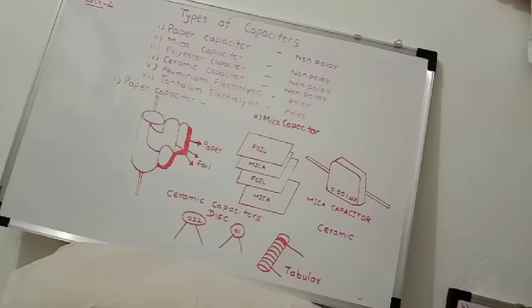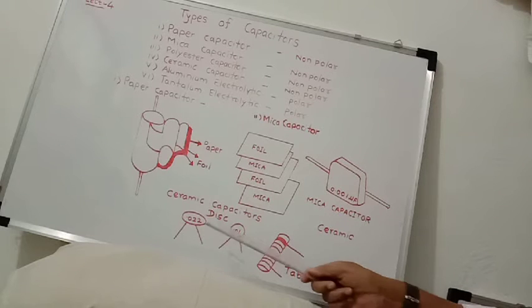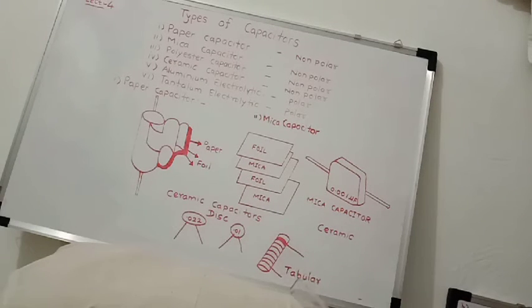So a very thin disc of ceramic material is used, and silver is deposited on each side of it. It is constructed by depositing silver on each side of a thin disc of ceramic material. So how is this ceramic capacitor made?